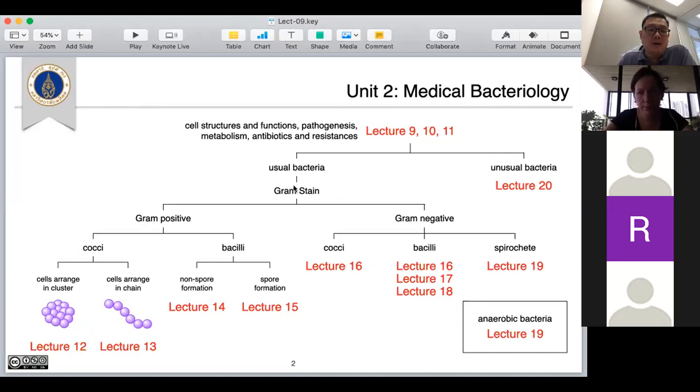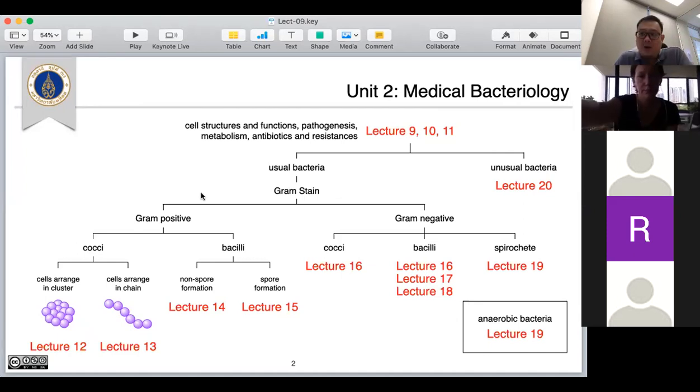For usual bacteria, we separate bacteria by gram staining. Okay, gram-positive and gram-negative, 2 gram only, right? For gram-positive, we then observe the microscopic level by cocci and bacilli. Everyone knows that, right? If we find it's cocci, then the arrangement of cells is very useful for characteristic, for classification of bacteria. If we find gram-positive cocci arranged in clusters, then you probably think about Staphylococcus, right?